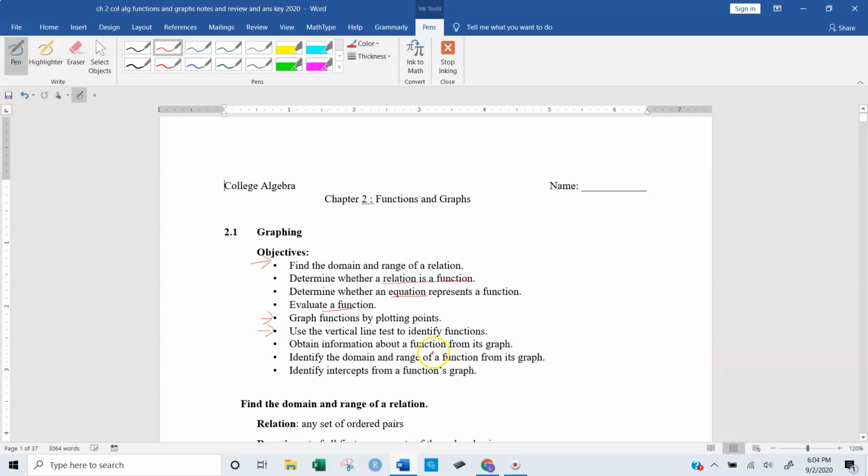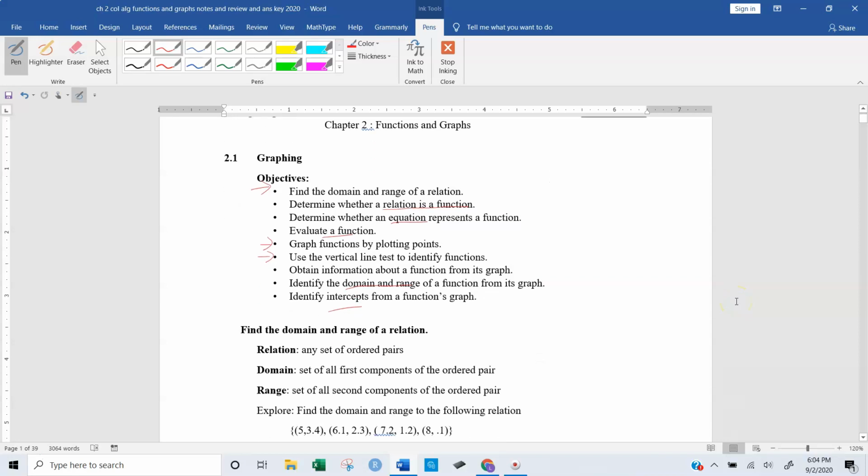I'm going to look at a graph and determine things about a function. I'm going to worry about domain and range a lot today. And then identify intercepts, so the x-intercept and the y-intercept. So let's keep moving here.